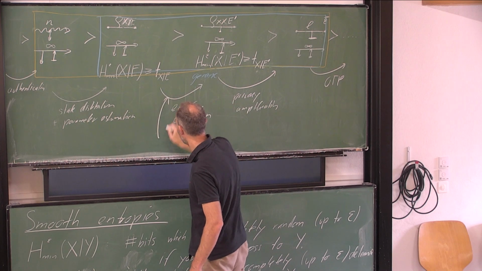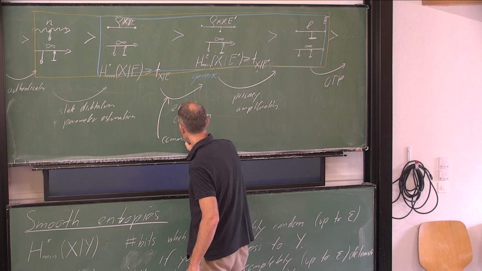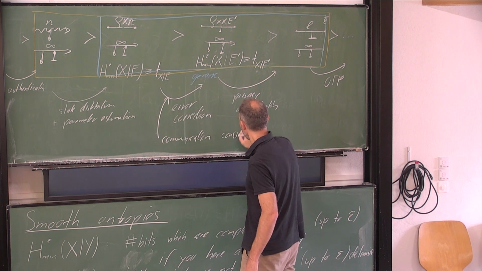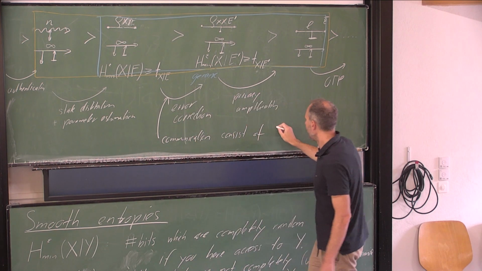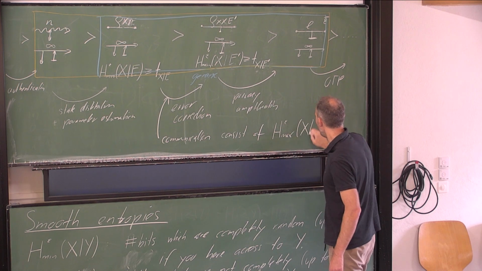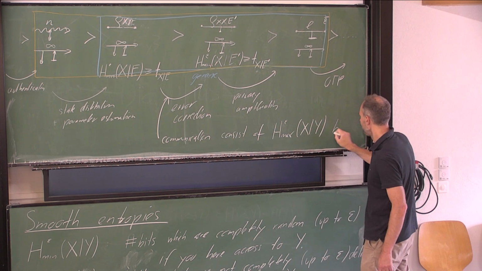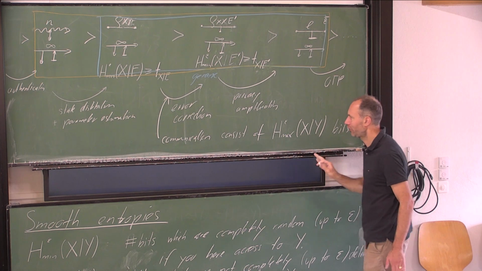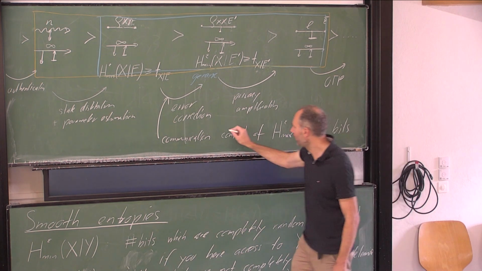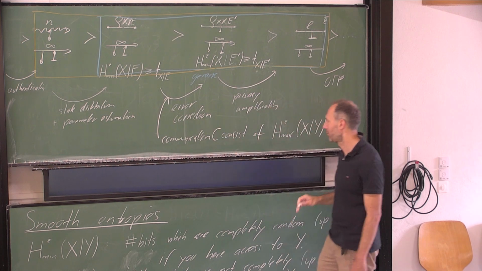So here we have communication, and the communication consists of H max epsilon of X given Y many bits. Classical bits. So this is just a classical communication. So Alice sends that to Bob. And I will call this communication C, just in order to refer to it.